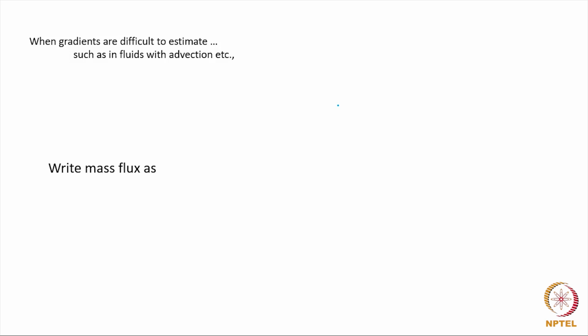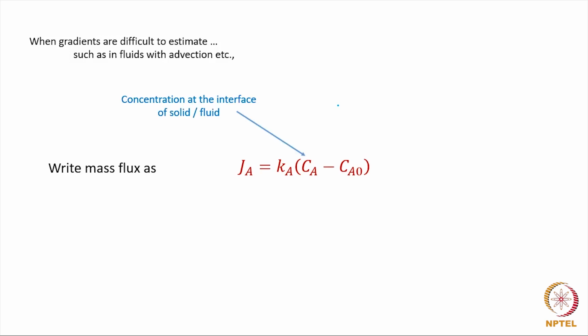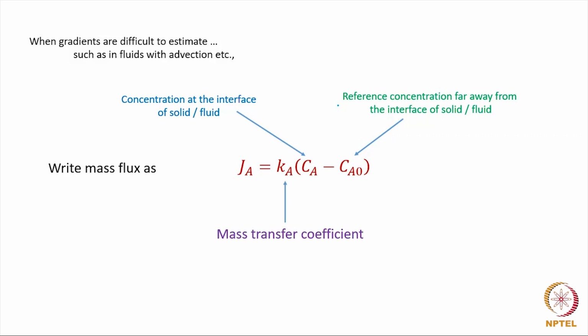Then we are forced to write the mass flux using simply a constant times the difference of the compositions that are relevant. And the first value would be the concentration at the interface between the solid and the fluid, and the second is the reference concentration far away from the interface of the solid and fluid. So the difference of these two compositions is being used as the measure of how the flux is going to be there, and the coefficient is nothing but the mass transfer coefficient.